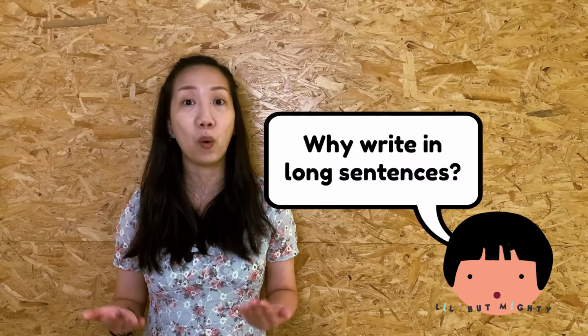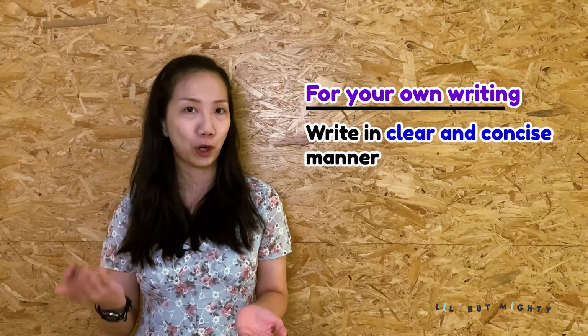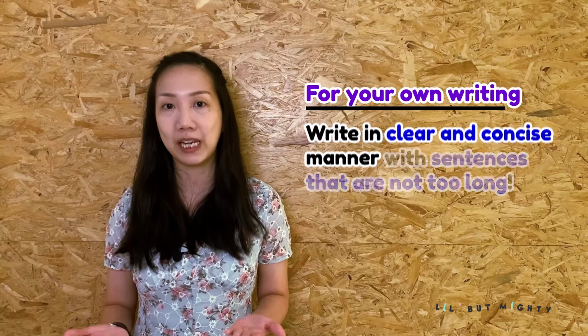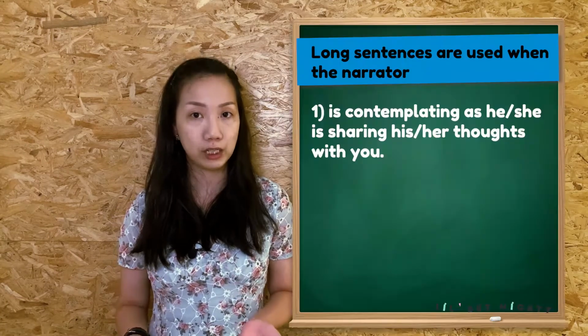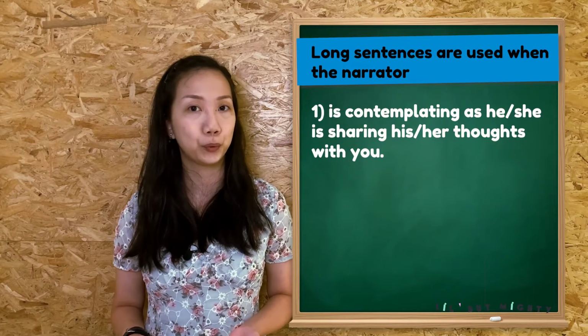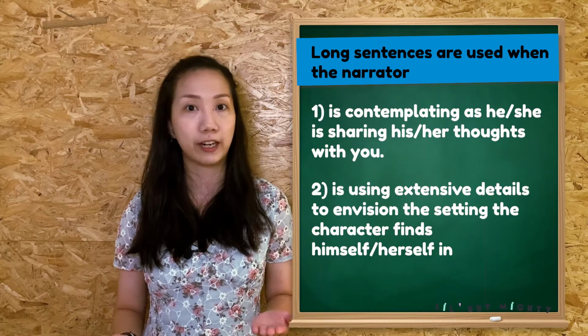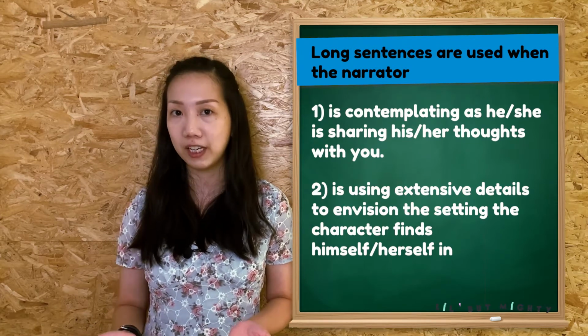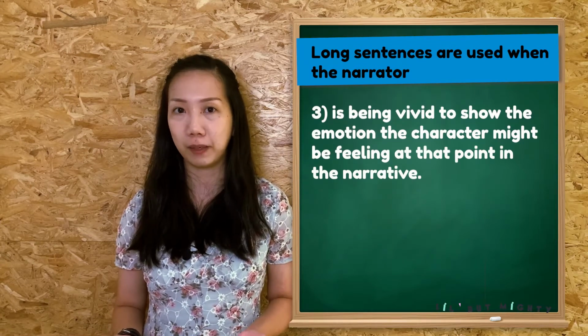Have you ever thought about why long sentences are deliberately used? After all, we usually advise students to write in a clear and concise manner, especially with sentences that are not too long. If the writer is using long sentences, it could be because the narrator is contemplating, because he or she is sharing his or her thoughts with you. The narrator is using extensive details to envision the setting the character finds himself or herself in. The narrator is being vivid to show the emotion the character might be feeling.